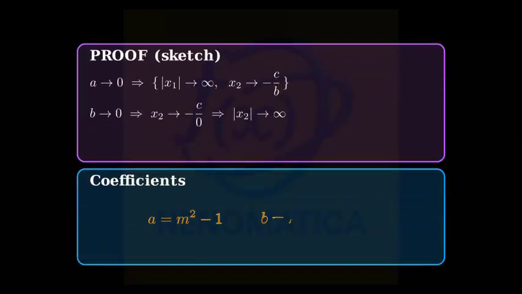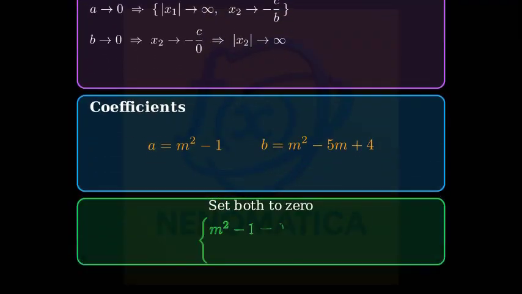The coefficient of x squared is m squared minus 1, and the coefficient of x is m squared minus 5m plus 4. For both roots to blow up, we need both coefficients to go to 0 at the same m. So we solve the system a equals 0 and b equals 0.